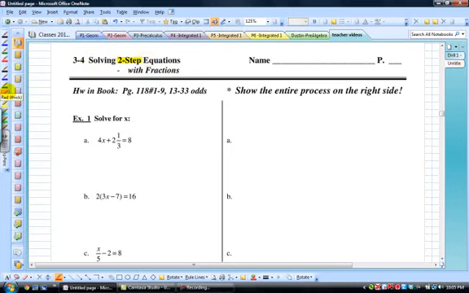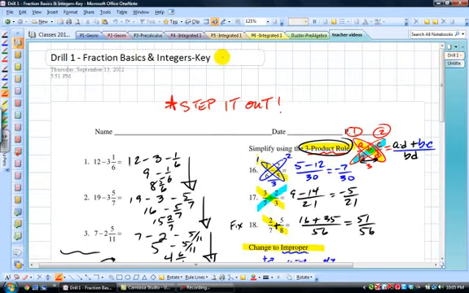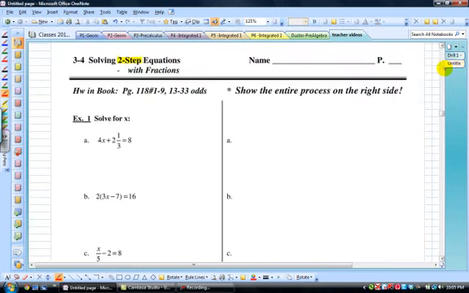What I want you to do before we get started though is to get out your drill sheet, okay? Drill number 1 on fractions and basic integers. I showed you all kinds of non-traditional techniques in here, so get that out and have it off to the side by side with your lesson right here.